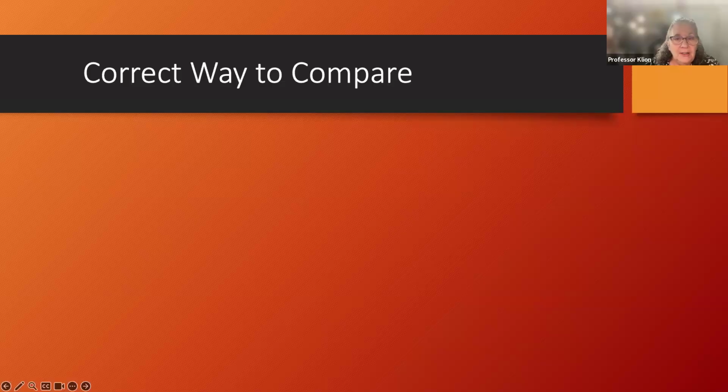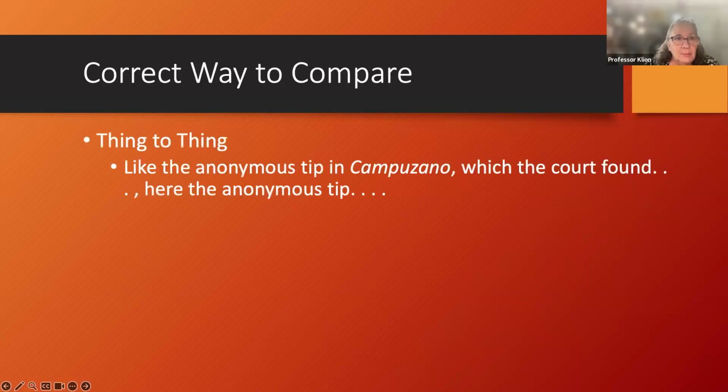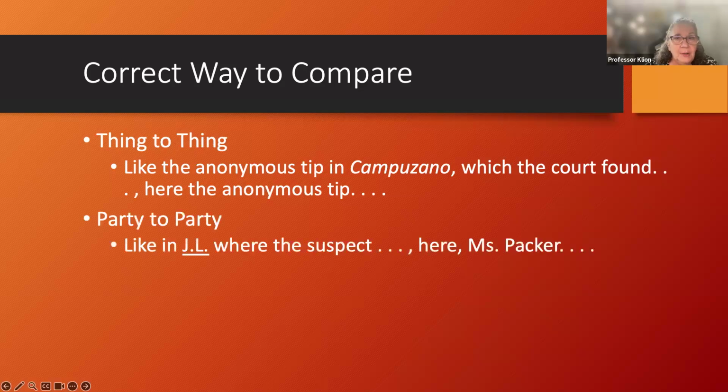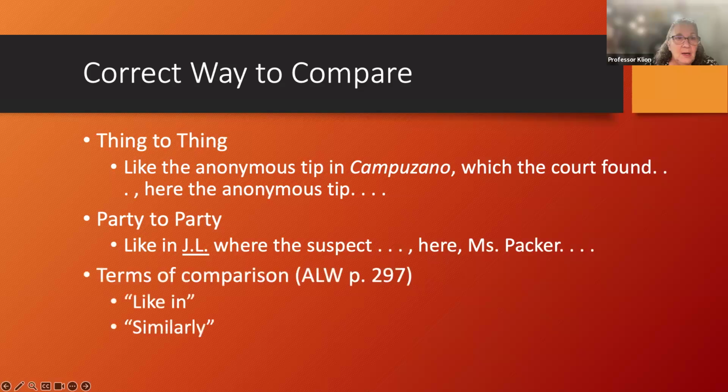So when you are comparing things for analogies, make sure that you are comparing a thing to a thing, like the anonymous tip in Campuzano, which the court found, and here, the anonymous tip. Or comparing a party to a party, like in JL, where the suspect, and here, Ms. Packer. If you are looking for terms of comparison and you are running out, go to your textbook on page 297. There is a chart that has terms of comparison, terms of contrast, etc.